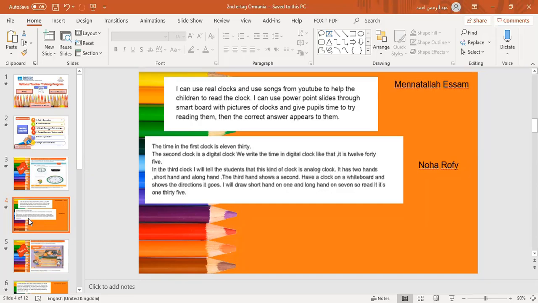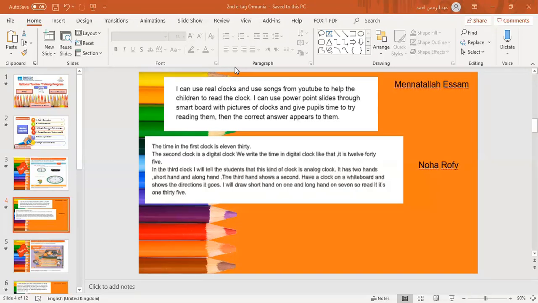Have a clock on the whiteboard and show the directions it goes. This is how the hands go in the clock, and she could make the students try to use these hands. Right, I will draw the short hand on 1 and the long hand on 7. So read it. It's 1:35, and so on, to give the students the meaning of time.